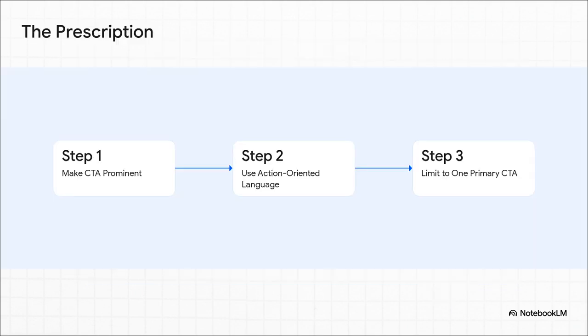So what's the fix? Well, make your CTA big, bold, and impossible to miss. Use strong, action-oriented words like "get your free trial now." And most importantly, stick to one primary CTA. You want to give your visitor a single, crystal-clear path to follow.